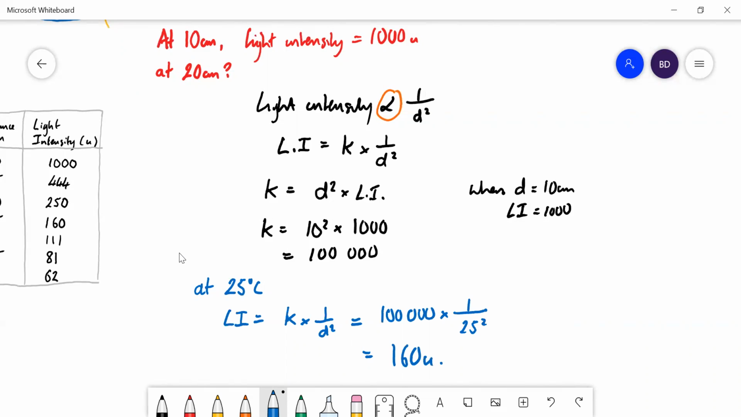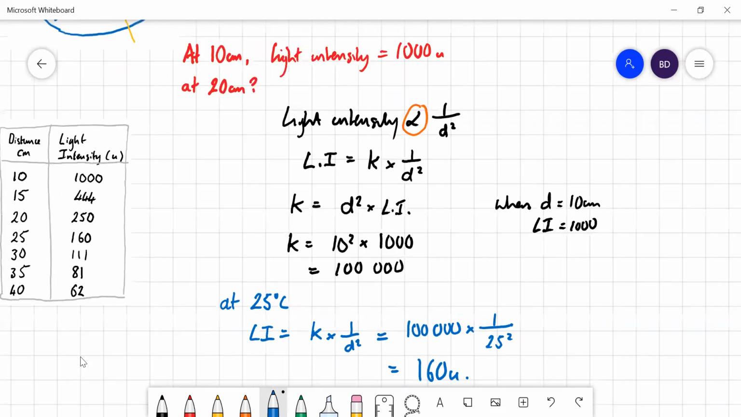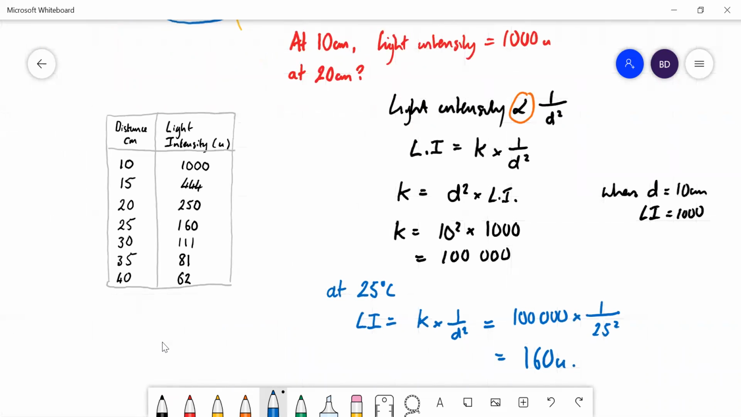Okay, so what I have done with this whole table here is the same thing for all of those different distances, and you can see how the light intensity changes as the distance increases. It drops away very rapidly. It's 1,000 units when it's 10 centimeters away. At 20, it's gone down to a quarter of that value. At 40 centimeters, it's really small, only 62 units. It drops off very quickly, and that's because of this 1 over d squared relationship.